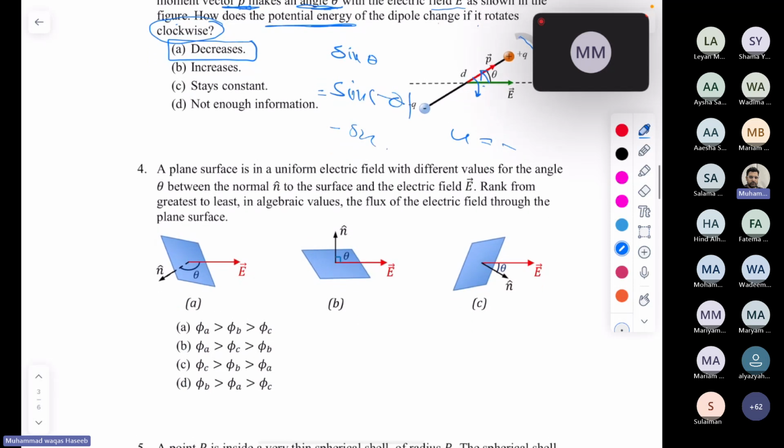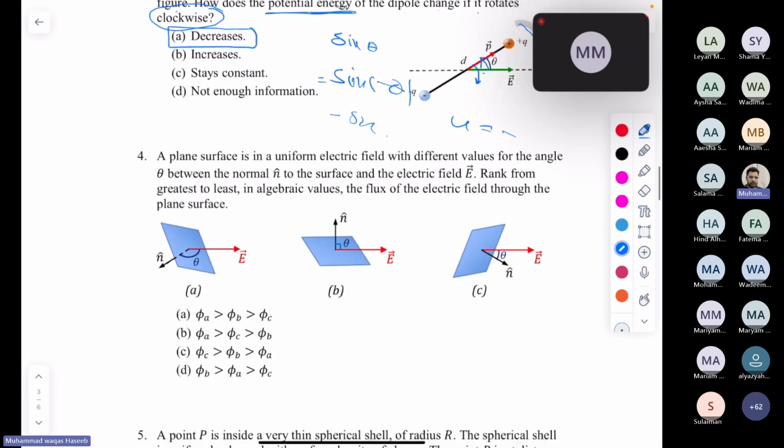Now, the next part is question number 4. A plane surface in a uniform electric field with different values for an angle theta between the normal n to the surface and the electric field E. Rank the greatest to the least, in algebraic values, the flux. So if you know the flux is nothing but E dot A, with unit vector n.